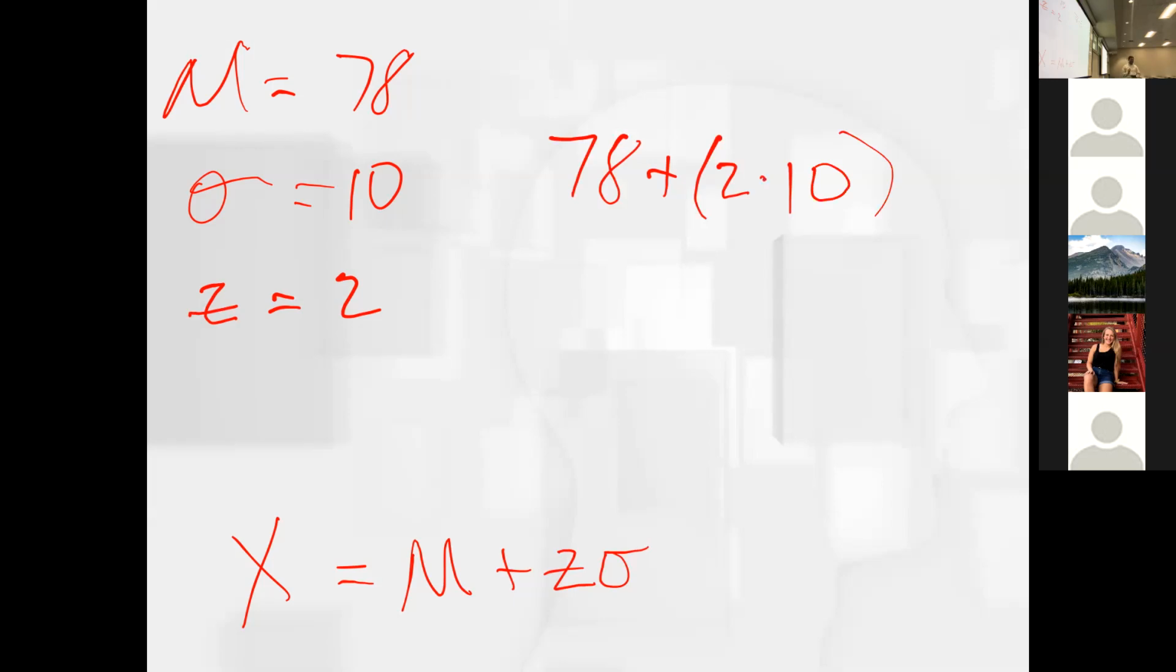And order of operations, what do we do? Yes, we multiply. So we get 78 plus 20, or 98. So somebody who is 2 standard deviations above the mean got a 98 on their exam. Yes, exactly, William. Good job.